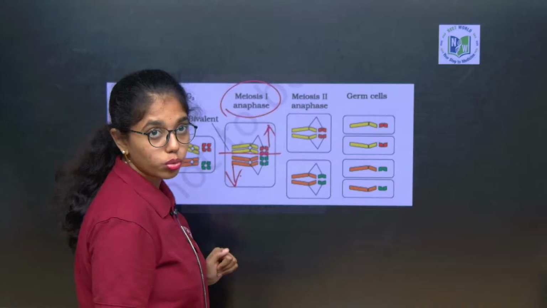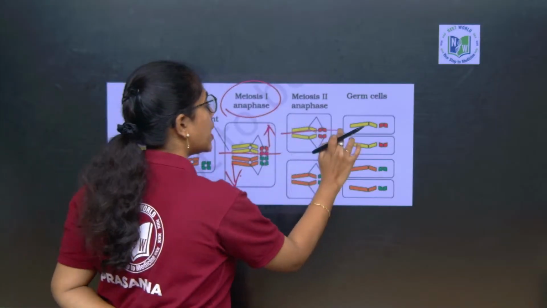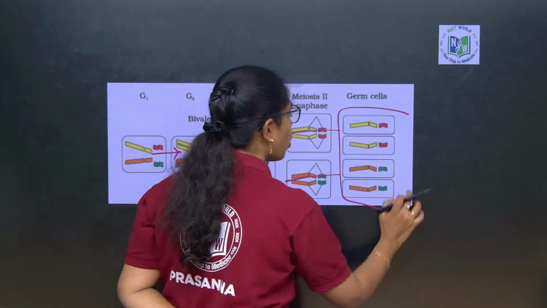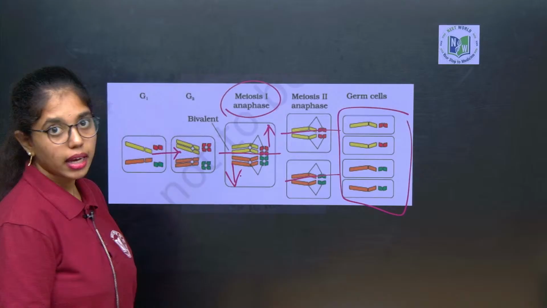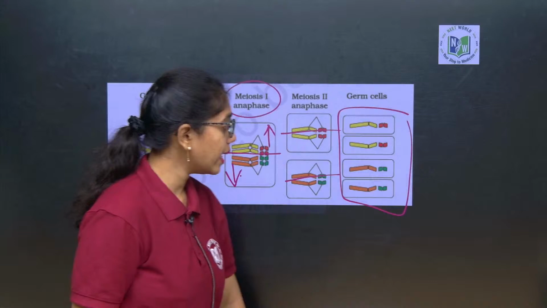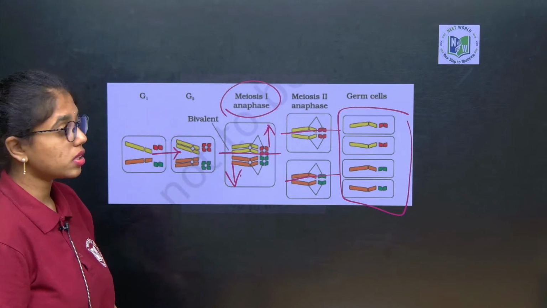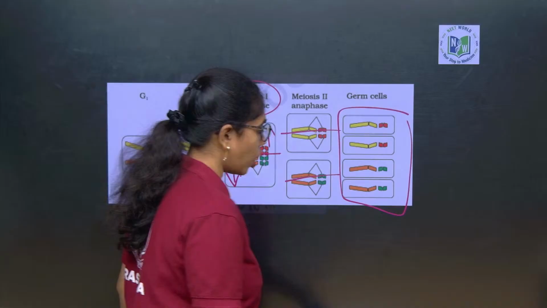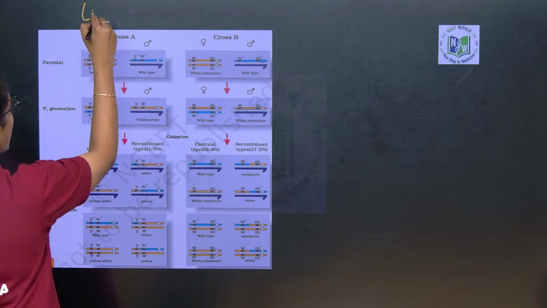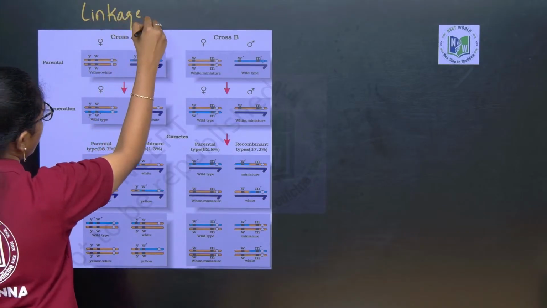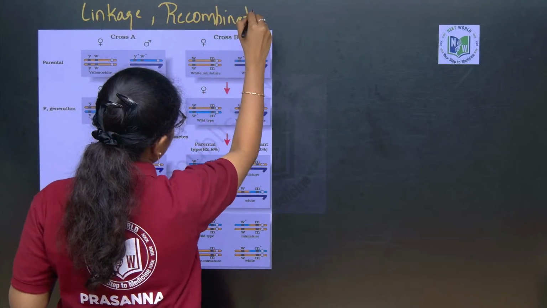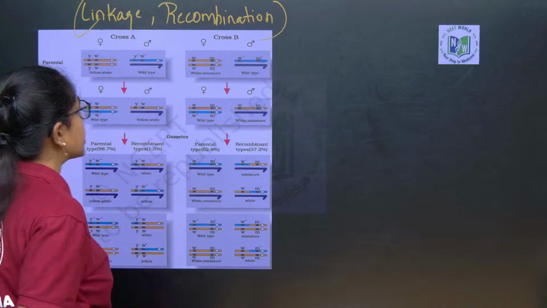In anaphase 2 of meiosis, centromere splitting takes place, and at the end you find 4 different daughter cells. Clear? So, this is how uniting the cell theory with Mendel's principles gave us the chromosomal theory of inheritance. And here you see the concept of linkage and recombination, which was given by Thomas Hunt Morgan.